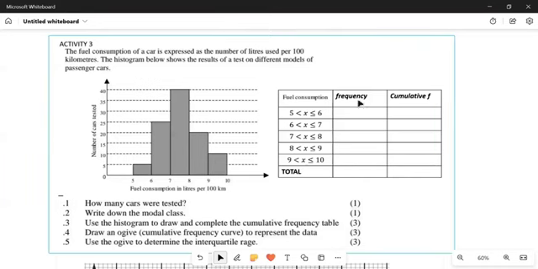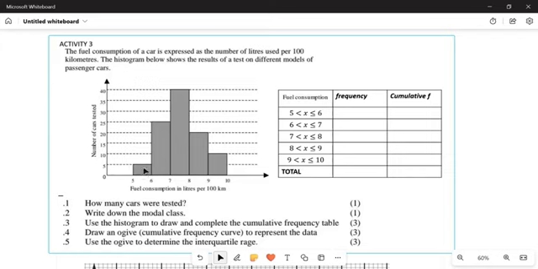Say we are given the fuel consumption of a car, expressed in number of liters used per 100 kilometers. Here the histogram represents the different models of passenger cars. So what they say first is: how many cars were tested here? How many cars were tested?